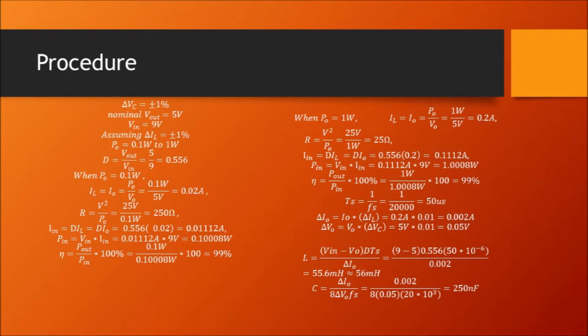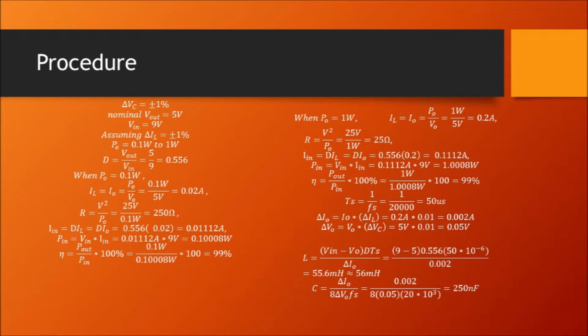The known variables are our ripple voltage, nominal Vout, Vin, and our assumed ripple current. Since there are two cases of loads, we need to do two separate equations for each. For a power output of 0.1 watts, the inductor current and the output current are the same. With these known variables, we can determine that the current will be 0.02 amps. Moving on from that, we calculate the resistance of the load, which comes out to 250 ohms.